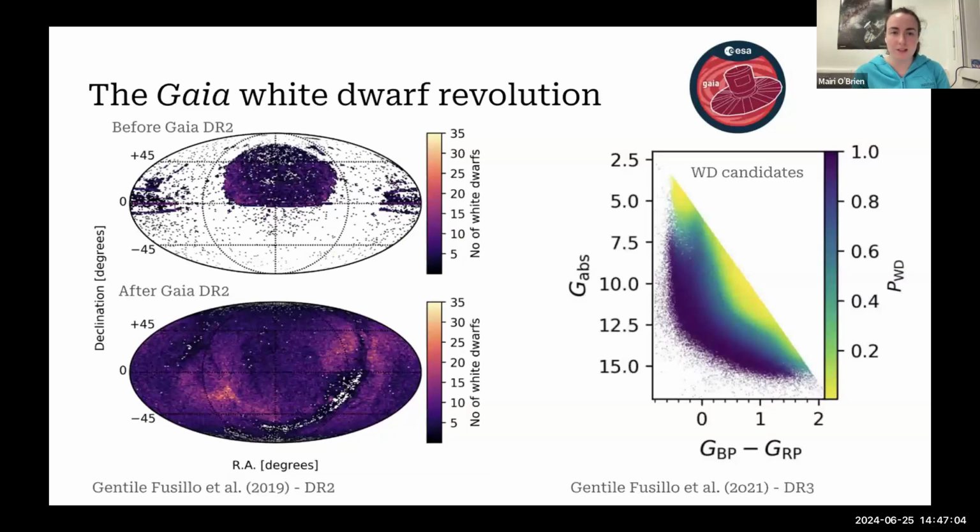So before Gaia Data Release 2, our knowledge of white dwarfs across the whole sky was very patchy, as you can see in that figure. Whereas after Data Release 2, we have almost full sky coverage of white dwarf candidates. This catalogue from Nicola Gentile Fusillo has created a set of hundreds of thousands of candidate white dwarfs from Gaia. And in the HR diagram, you can see that they've been given this parameter PWD, which is the probability that each source is a white dwarf from Gaia, which is a great starting point to be able to target spectroscopic follow-up.